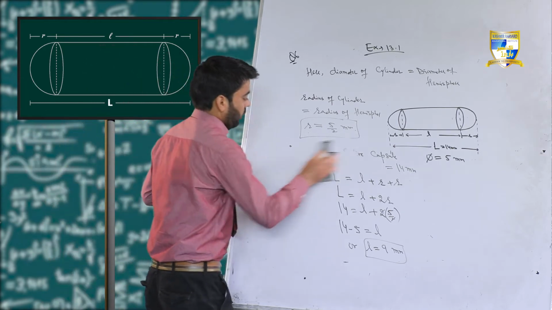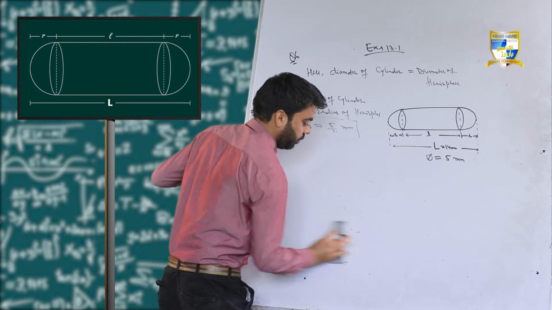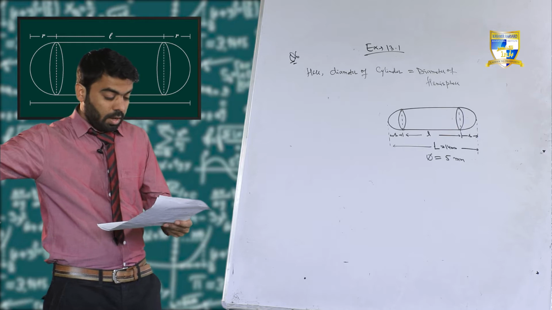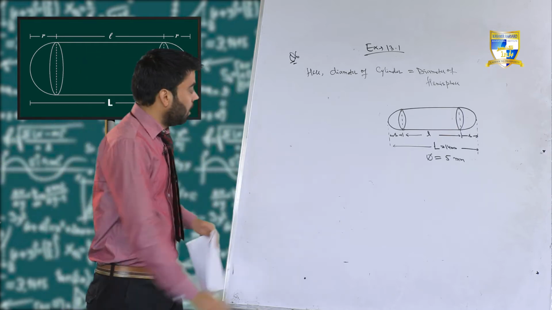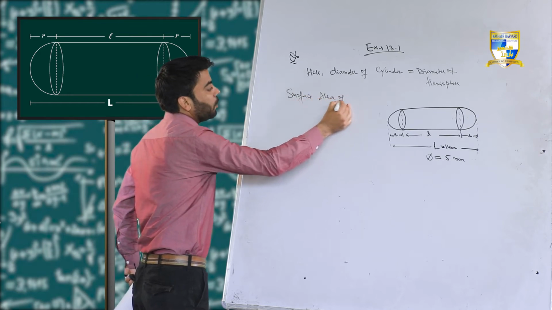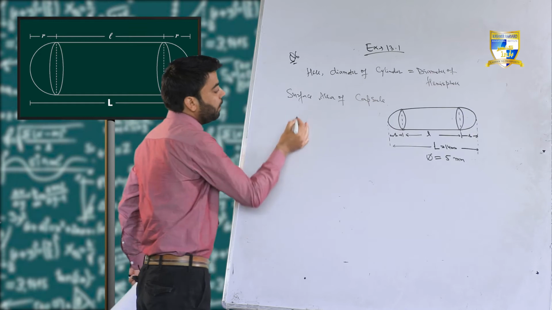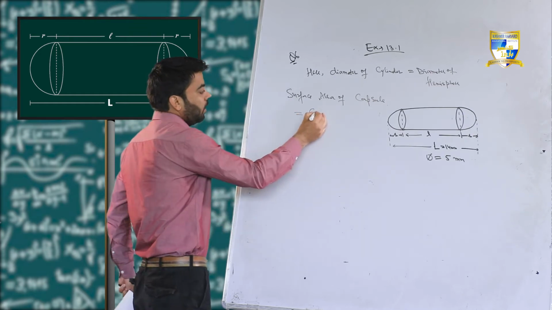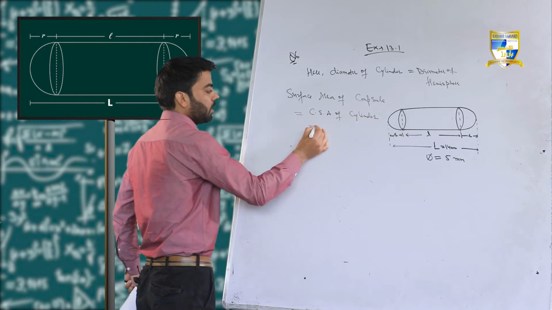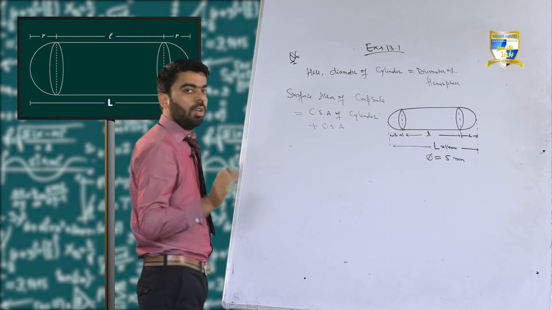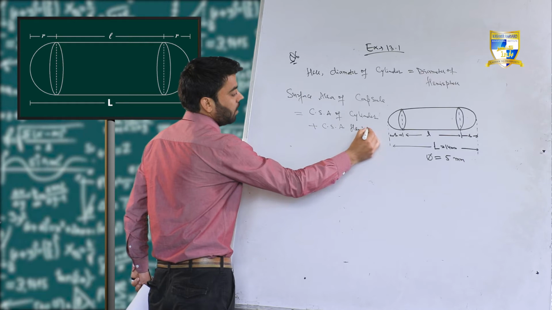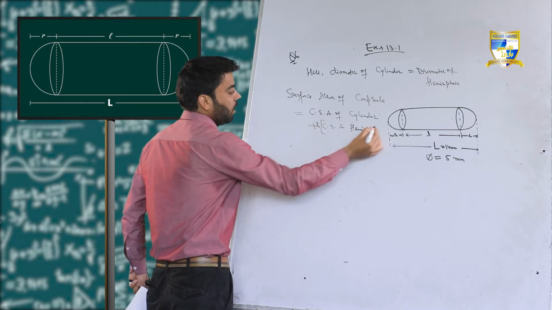Now I will move on. What are we supposed to find? The question says, find the surface area. Now the surface area of the capsule will be simply equal to the curved surface area of the cylinder plus the curved surface area of the two hemispheres, so the hemisphere multiplied by 2.